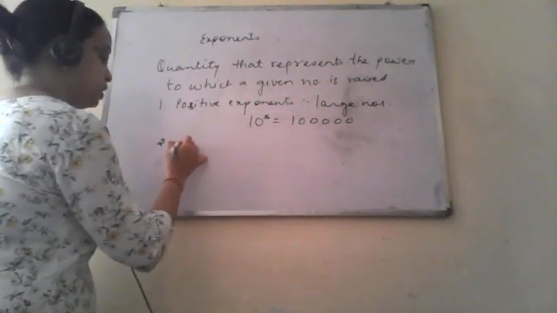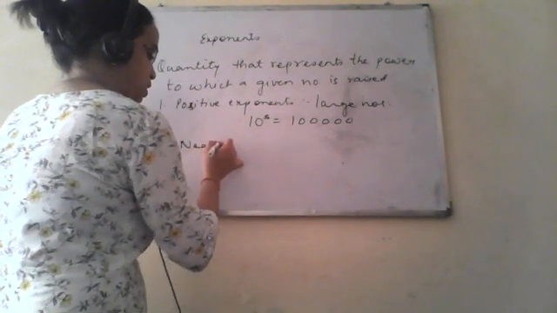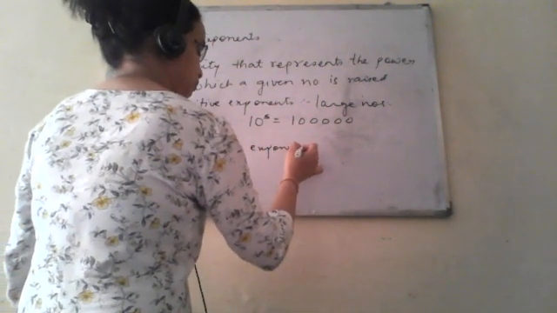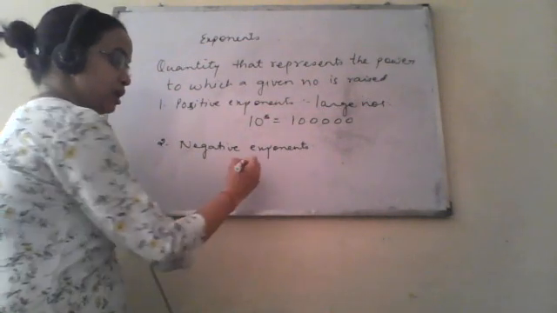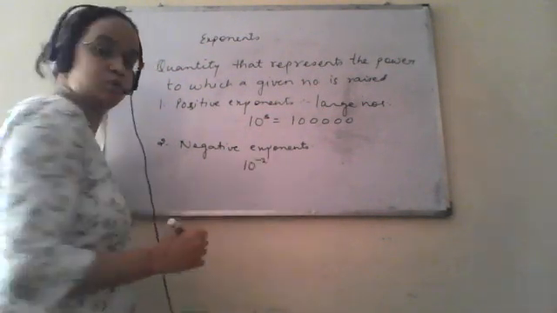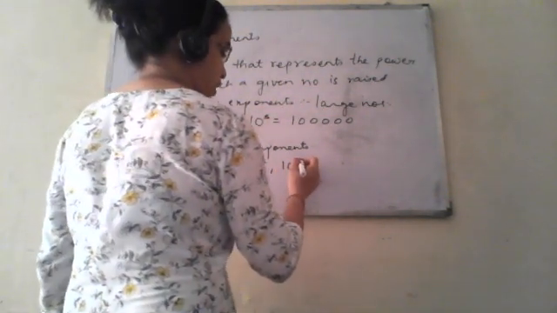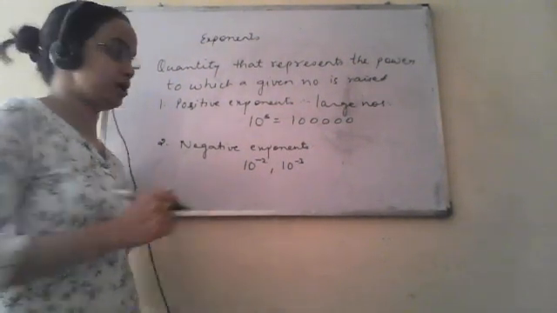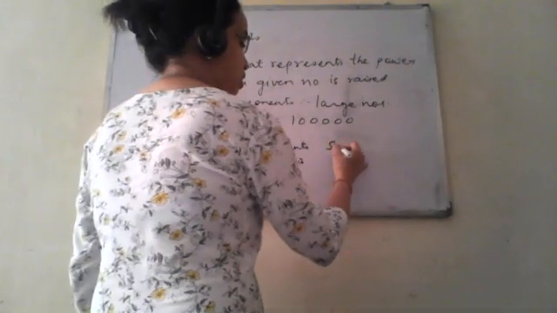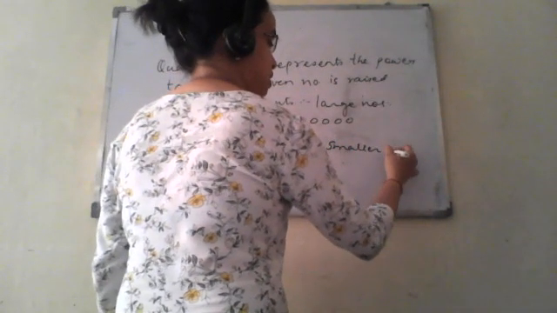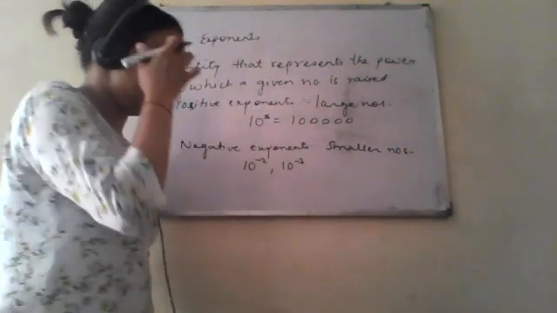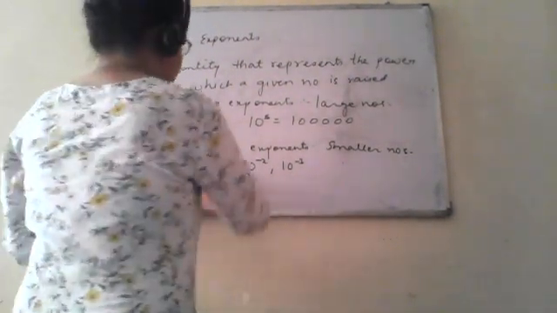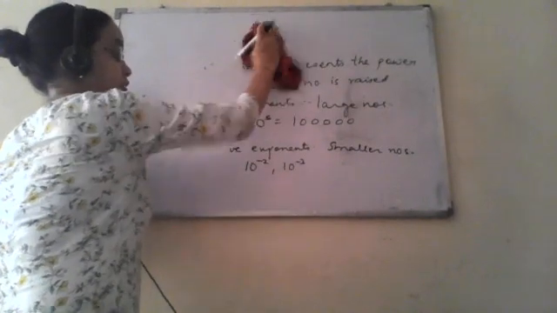Now, second is negative exponents or negative powers. When we write 10 to the power minus 2, 10 to the power minus 3, these are the negative powers or negative exponents. These are used to represent smaller numbers. Now we will discuss these things in a bit more detail.